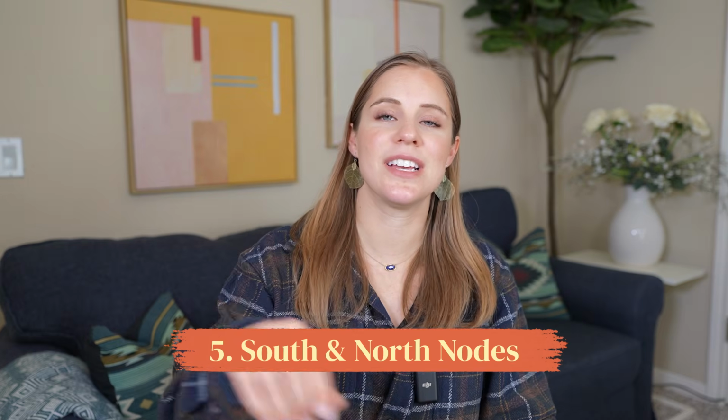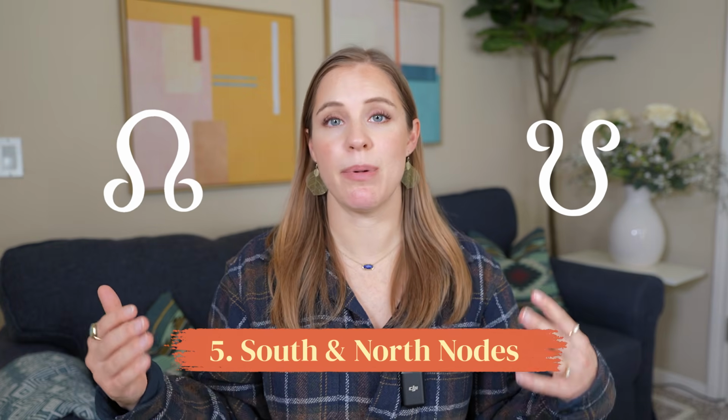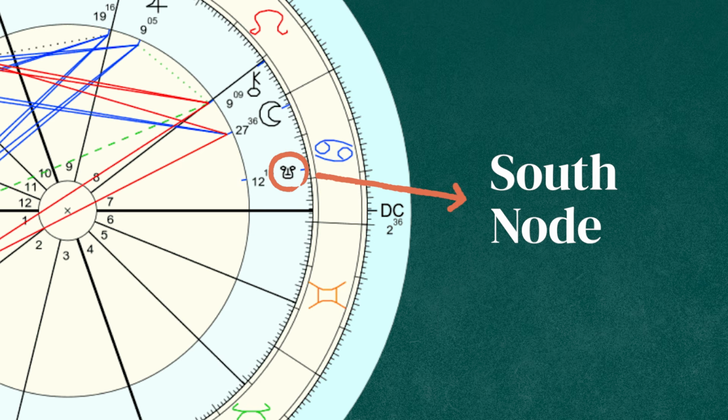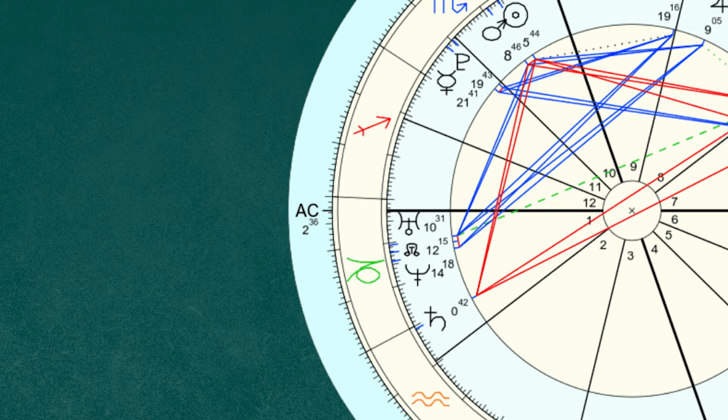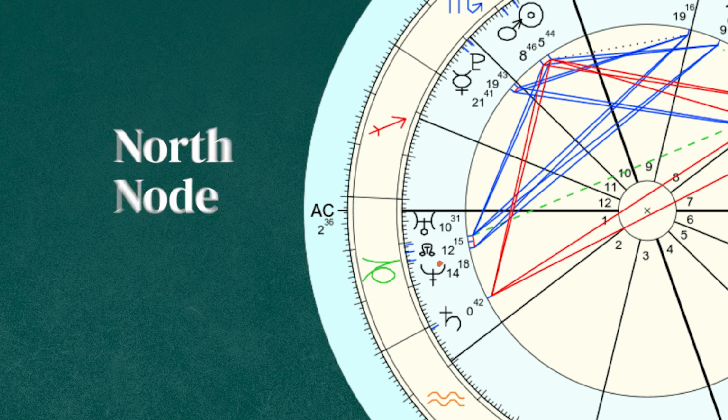The fifth place to look is at your south and north nodes. Now, these are not technically planets, but they do dictate a trajectory that your life is here to take. So you'll look at the south node as what you're really comfortable with, that you came into this lifetime having a lot of experience in that area, and your north node as something that you're moving towards, an area that you're going to have to grow in as you age throughout your life.